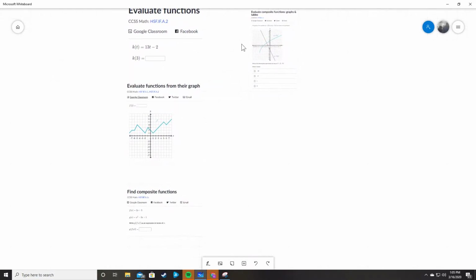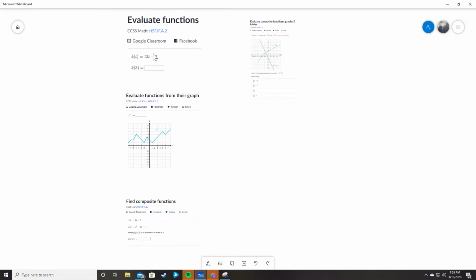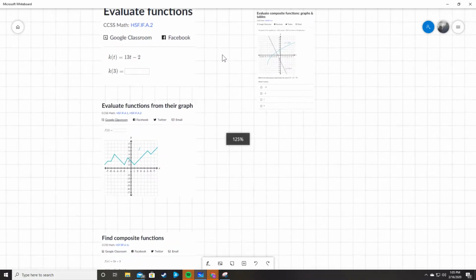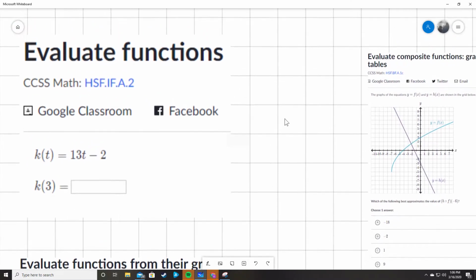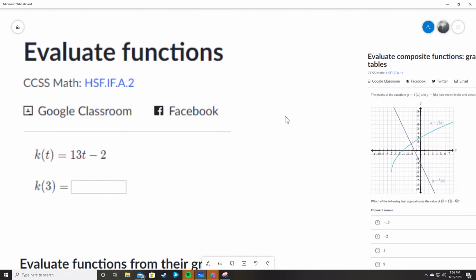We got evaluating functions based off of the equation, evaluating them off of the graph, finding composite functions, and then finding composite functions from graphs and tables. So these are just little quick reviews of what we did last week, and then hopefully we will be able to come up with a time for us to meet later. So let's talk about the first one.